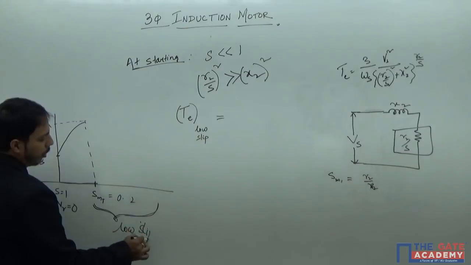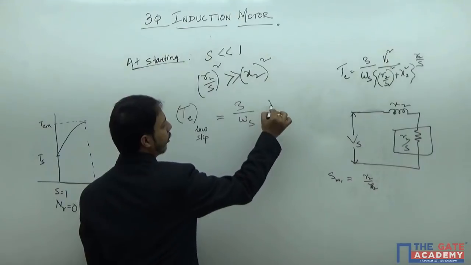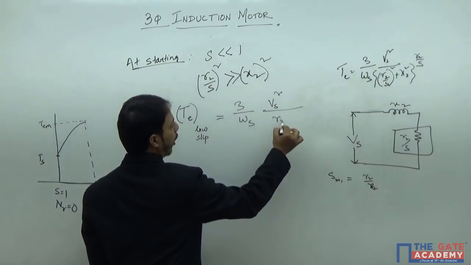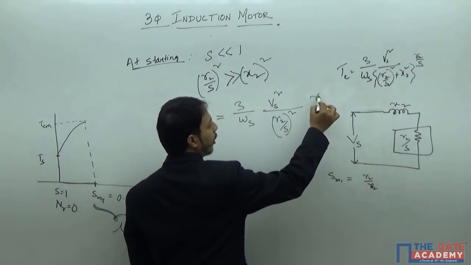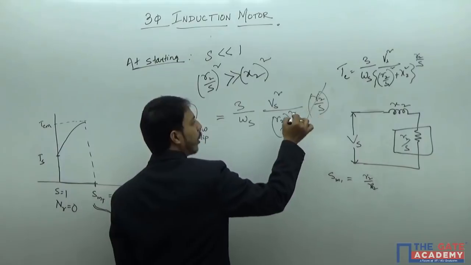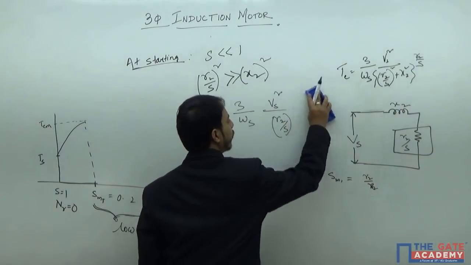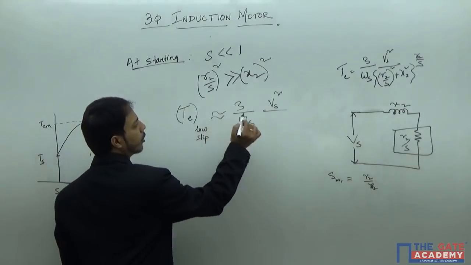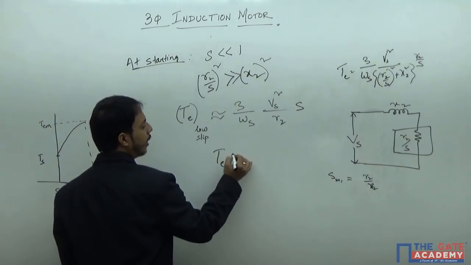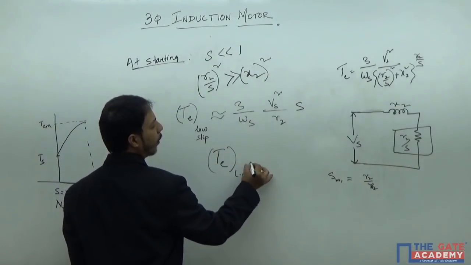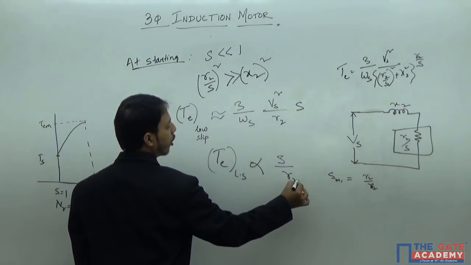In the low slip area, what will happen is C3 by omega S Vs square R2 by S whole square, and I have ignored this X2 and written R2 by S here. Now this will get cancelled with the square. So ultimately what will be left is almost equal to R2 into S. So here we can see that TE at low slip is proportional to S and inversely proportional to R2.